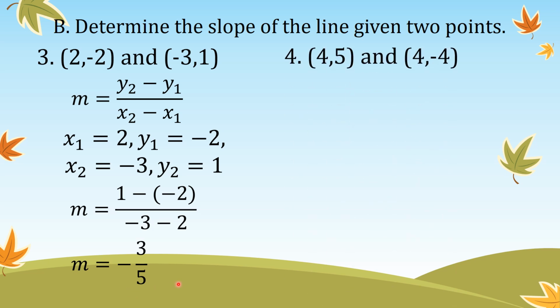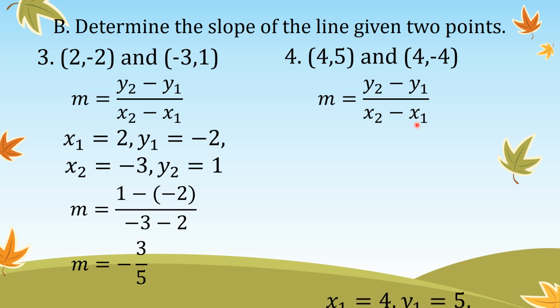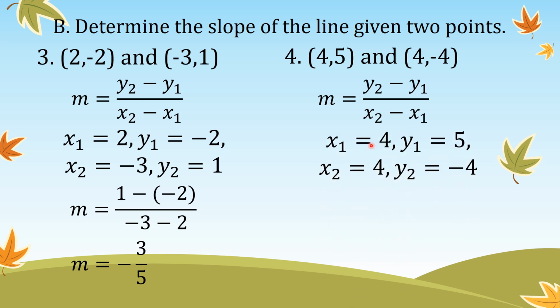Now, let us have our fourth example. So, we have 4, 5, and 4, negative 4. So, again, ang formula natin, m is equal to y sub 2 minus y sub 1 all over x sub 2 minus x sub 1. Kuhanin natin yung mga values. So, ang x sub 1 natin ay 4, ang y sub 1 natin ay 5, ang x sub 2 natin ay 4, at ang y sub 2 natin ay negative 4.